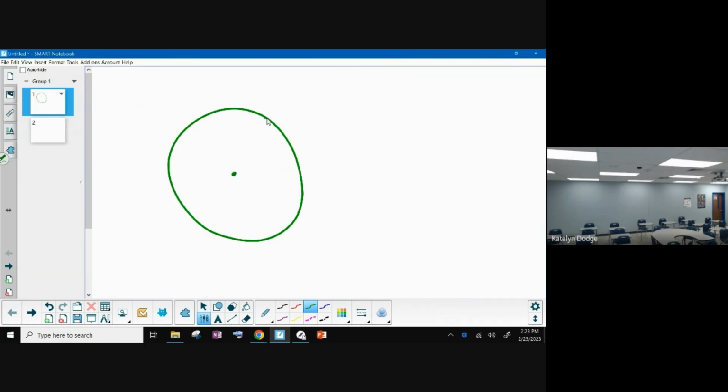So what's really common when we're learning about circles is sometimes they want us to take a chunk out of that circle, and maybe they want us to find the entire area of this chunk, which we call a sector. So sometimes they want us to find area of the sector.